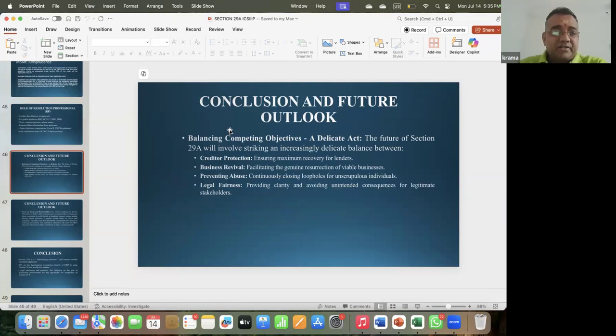The list of defaulters that is available with the RBI, is it a public document? Can we go ahead and download it? Yes, sir, it is available, sir.